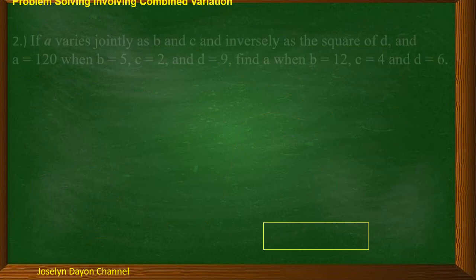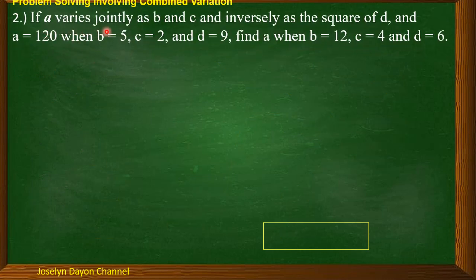Another example. If a varies jointly as b and c and inversely as the square of d, and a is equal to 120 when b is equal to 5, c is equal to 2, and d is equal to 9. Find a when b is equal to 12, c is equal to 4, and d is equal to 6.